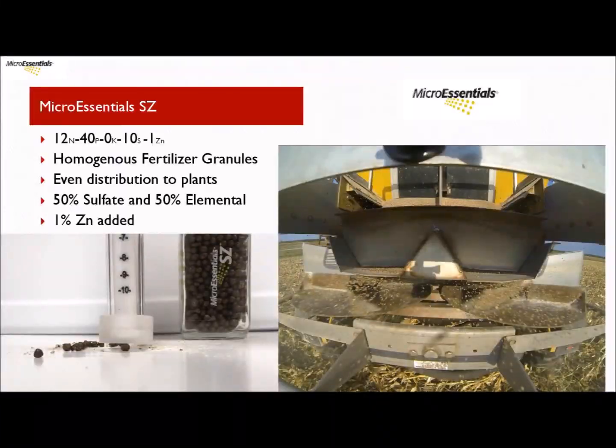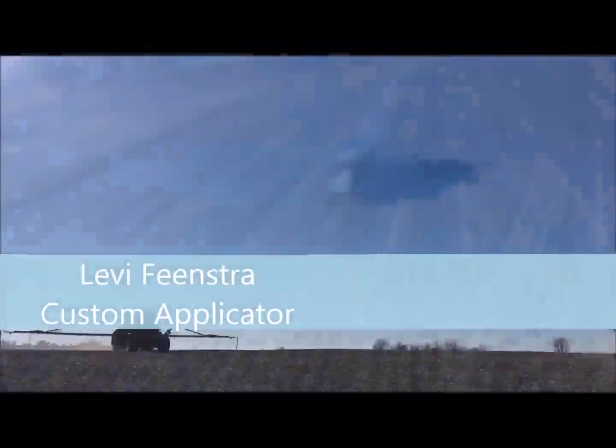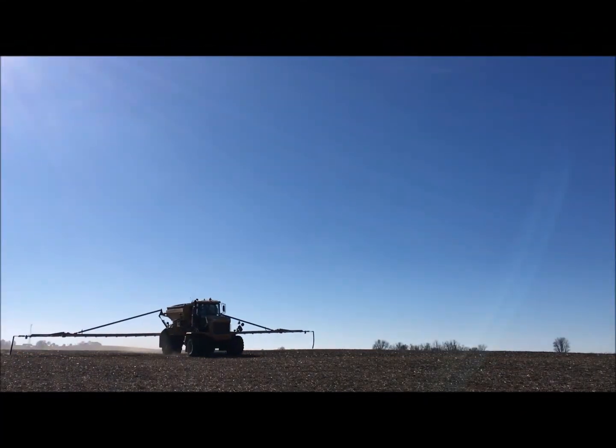MicroEssentials MES-Z has the same analysis and spread qualities as MES-10, with an addition of 1% zinc added to each fertilizer granule. So both of these fertilizer sources are an excellent delivery tool to supply essential nutrients to meet that crop demand throughout the season in our high yield systems here in the Midwest. They provide excellent distribution of those nutrients where the plant can access them when they're most needed and during those most critical growth phases that have a high impact on final grain yields.